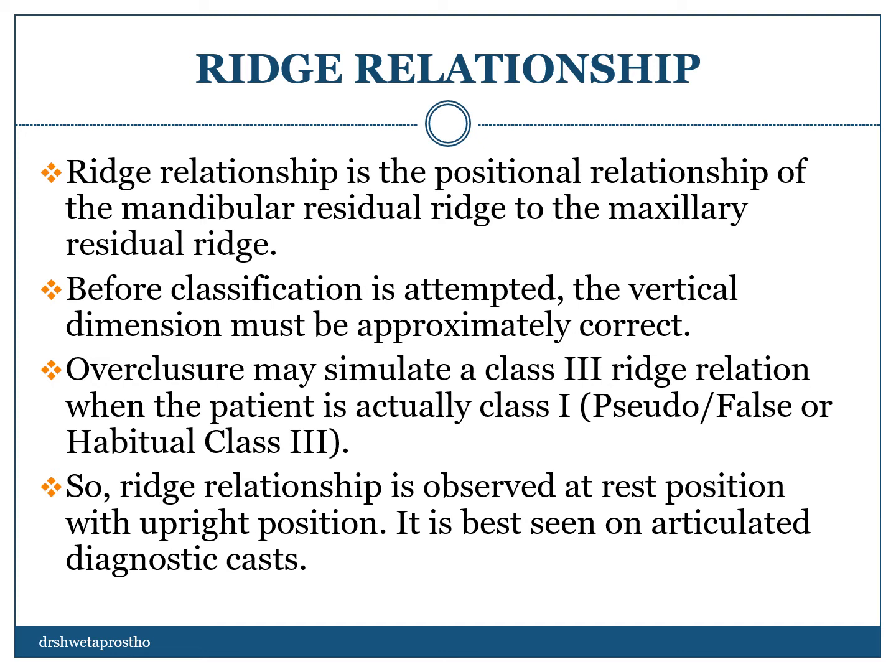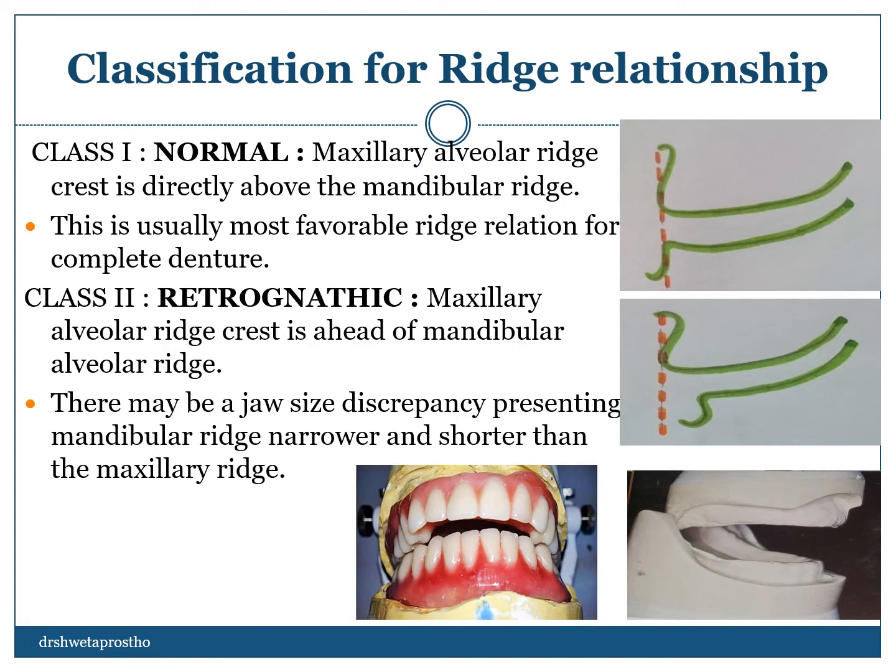Ridge relationship is observed at rest position in the upright manner. Lips are apart and then it is noted. It is best seen on an articulated diagnostic cast at vertical dimension at occlusion, after recording the tentative jaw relations. Ridge relationship can be classified as class 1 normal, class 2 retrognathic and class 3 prognathic.